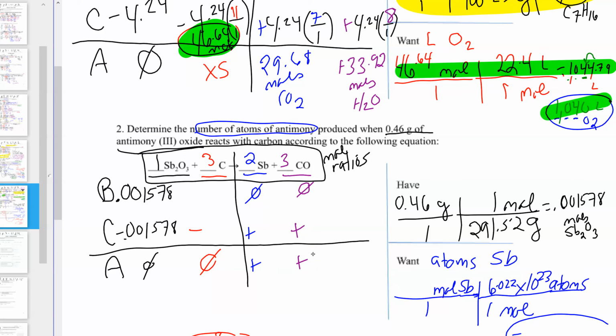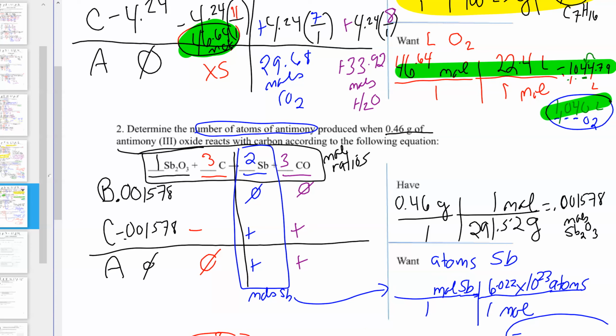Let's just go through and answer the bare minimum of what they asked us to. Okay, determine the number of atoms of antimony. So where am I focusing in on? I really only care about this column right here. This is going to give me moles of antimony, and then I'm going to take the number over here into my want side. I'm going to convert moles to atoms using Avogadro's number.